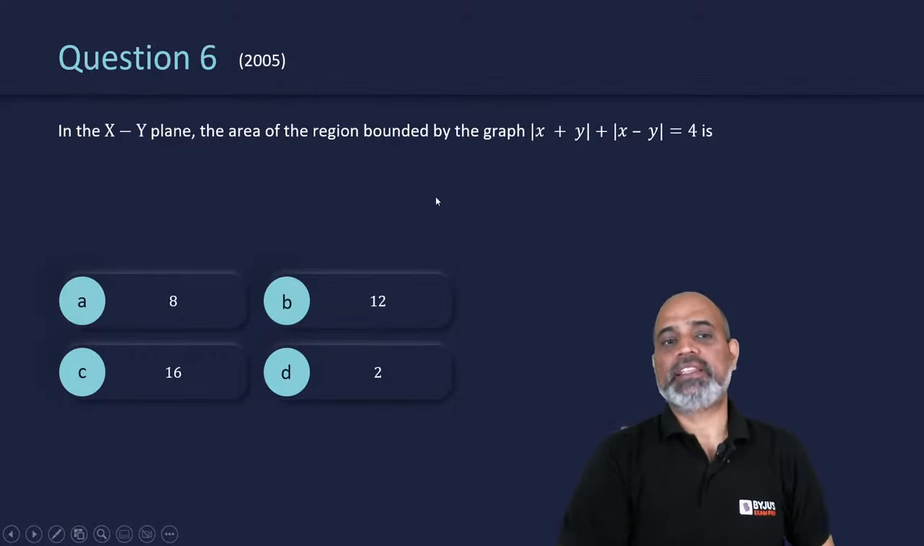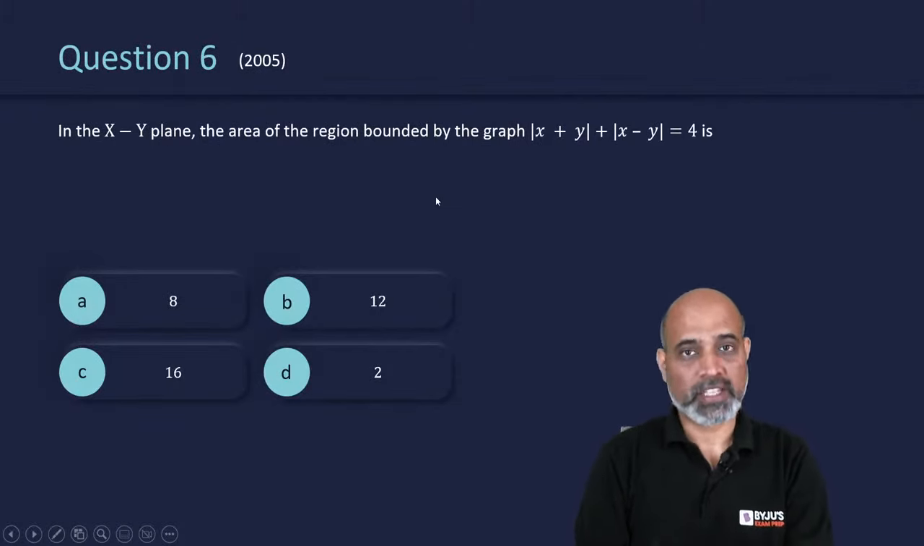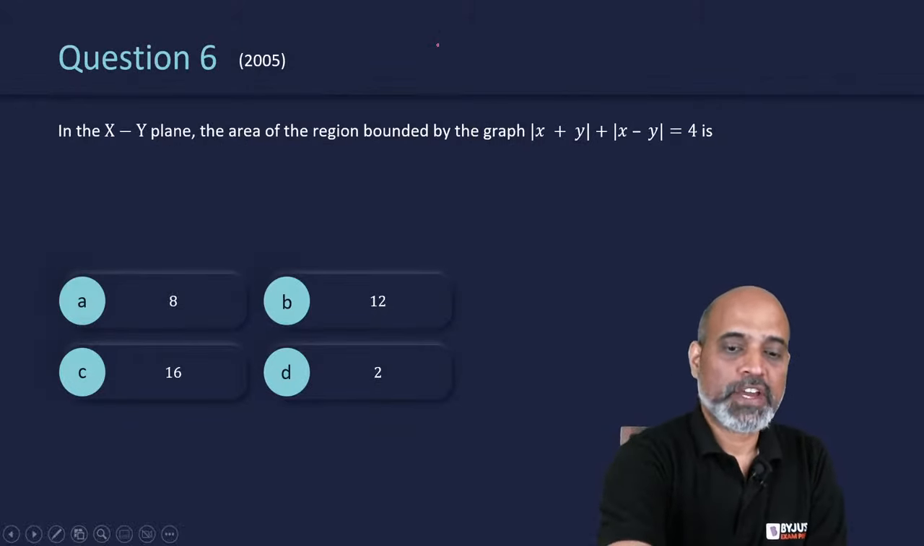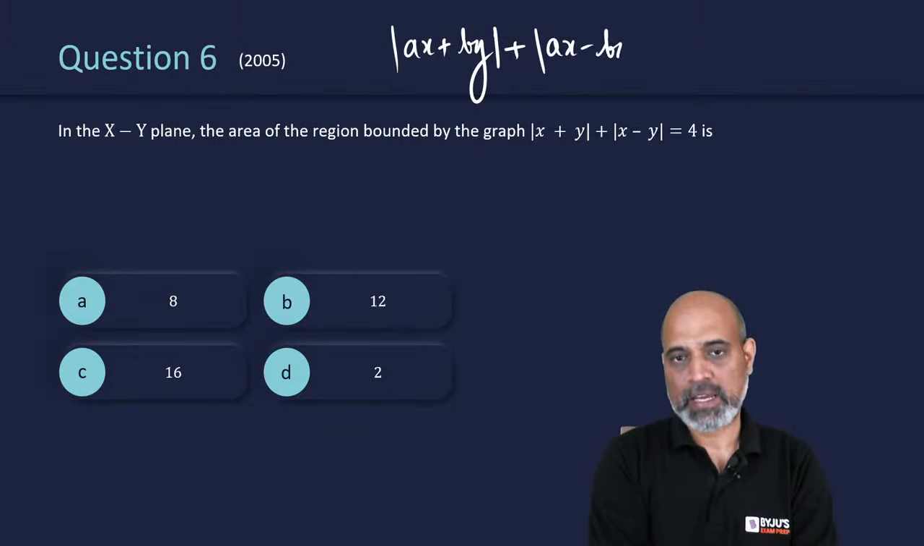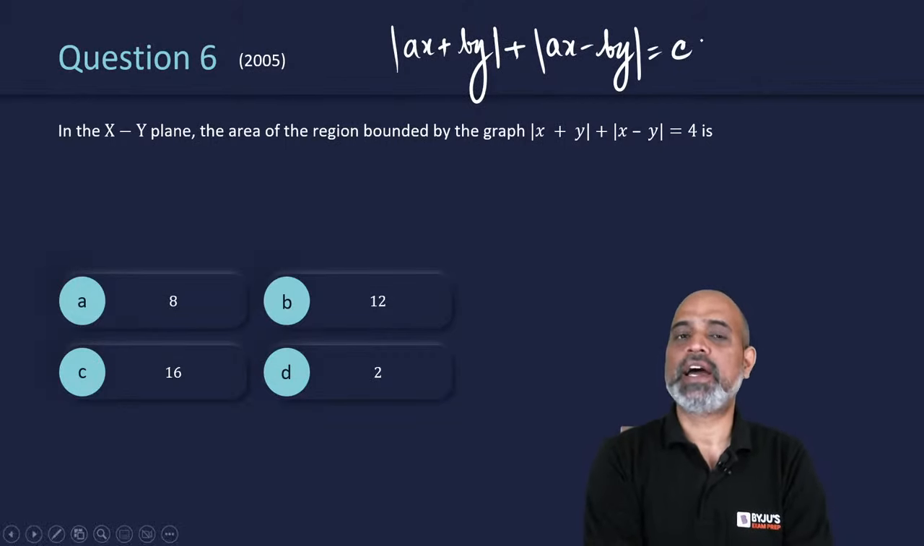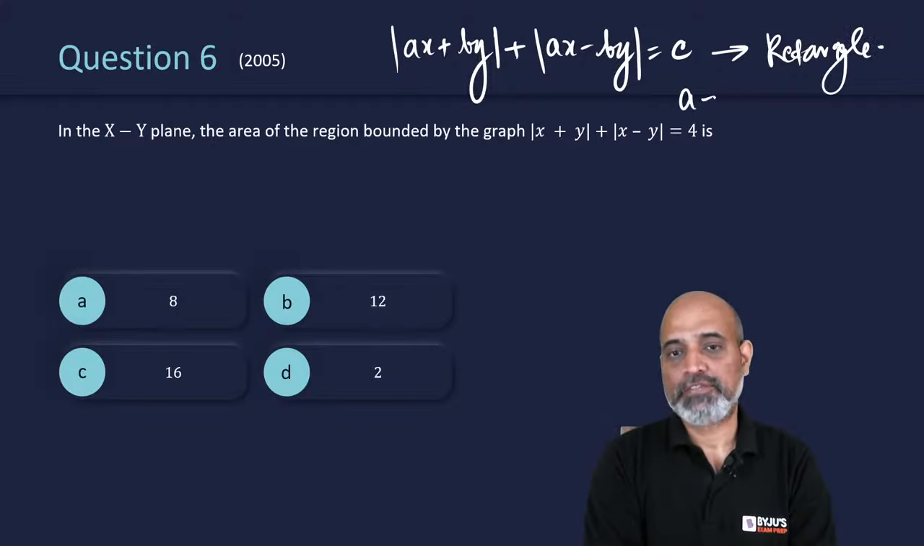In the xy plane, find the area of the region bounded by the graph |x + y| + |x − y| = 4. Now, this is a question from Modulus that we do in the class, where all you have to do is remember that you have |ax + by| + |ax − by| = c. If you have a figure of this sort, then this is always going to end in a rectangle. And if a is equal to b, this will always end in a square.